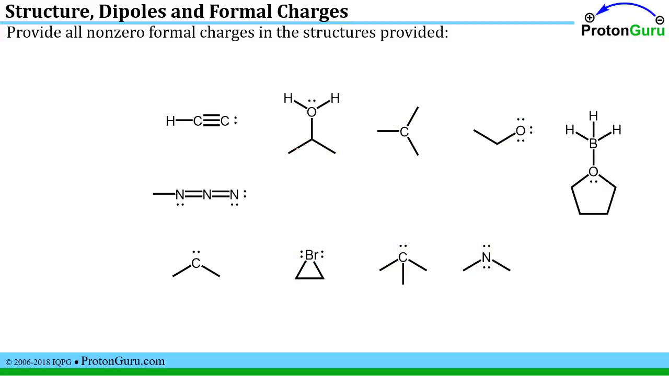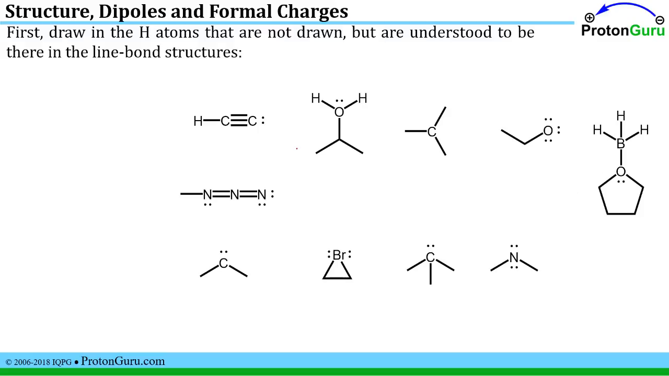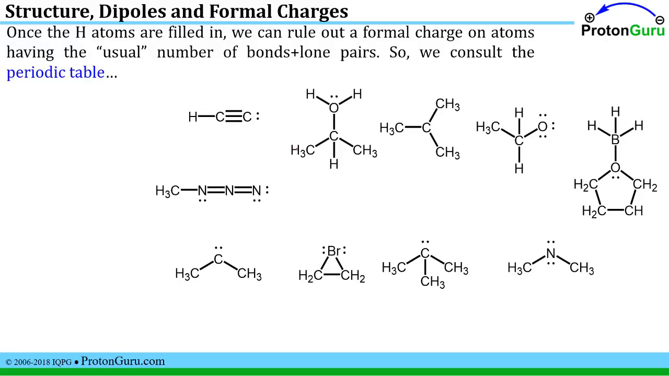Now, if we think ahead to how to figure out formal charges, we need to know how many bonding electrons are around that atom. So the first thing we're going to do is draw in all the hydrogen atoms that are not drawn for us explicitly in the line bond structure, but which are understood to be there in those structures. So I'll go ahead and fill those in. You'll really need to be able to do this quickly to accomplish organic chemistry problems that are more complicated. So go back and make sure you can do that.